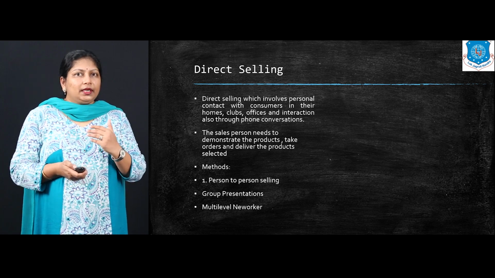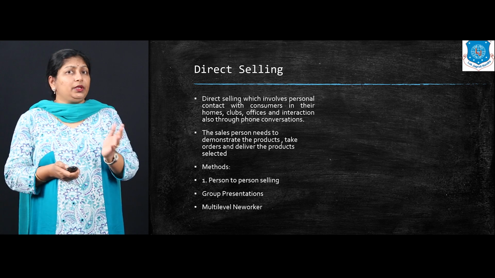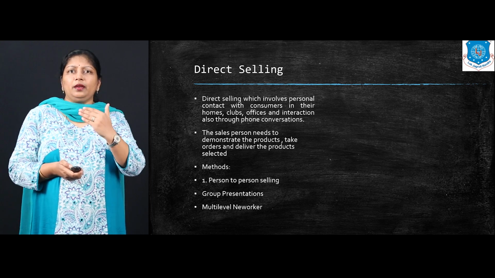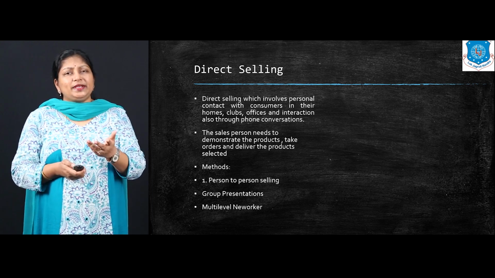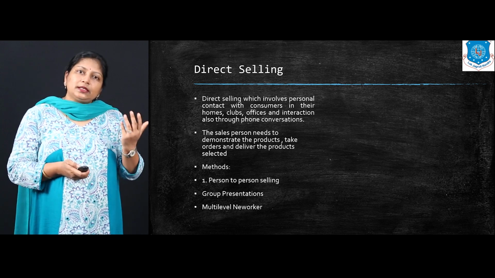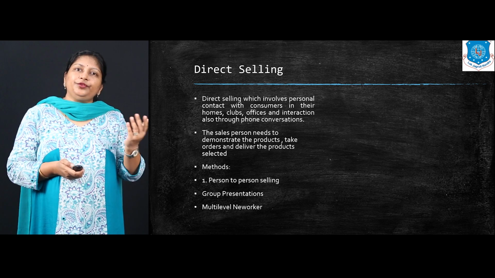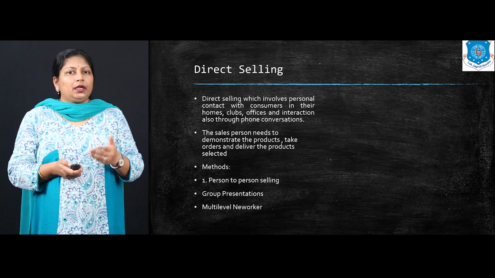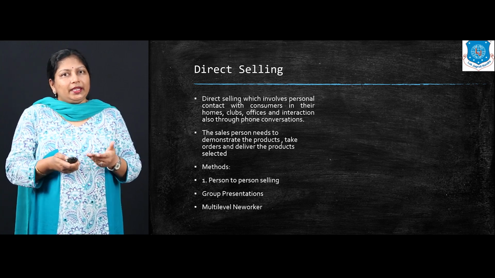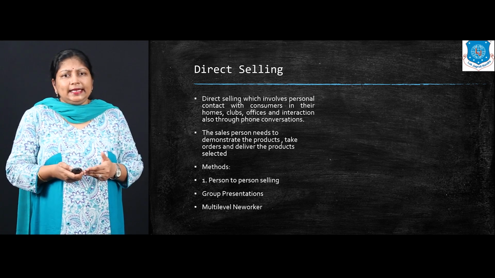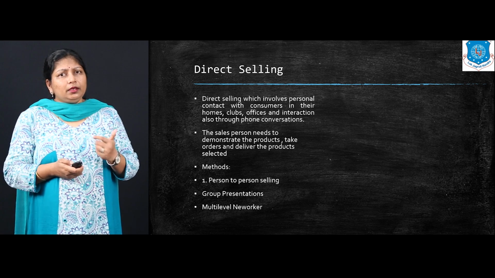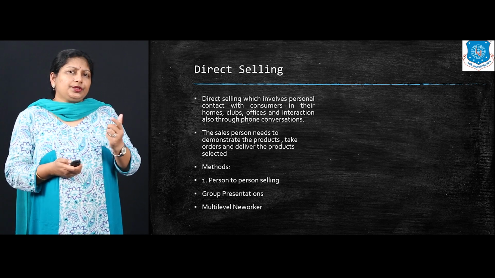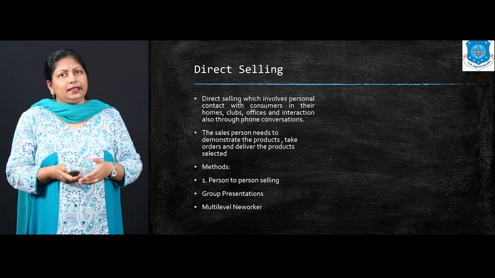So the methods which direct selling employs is person-to-person selling. It could be a group presentation, or it could be a multi-level networker. Person-to-person is face-to-face, where the salesperson talks to the customer. In a group presentation, the salesman could request some household lady to bring in a few friends, and then he addresses the group, like it is done in Tupperware, where they have demonstrations. This becomes direct selling because you are demonstrating the product and you are also interacting with a group of ladies. Multi-level networker, here you have the salesman who is selling. He might also bring in a few other distributors or salespersons who would be further contacting the customer.